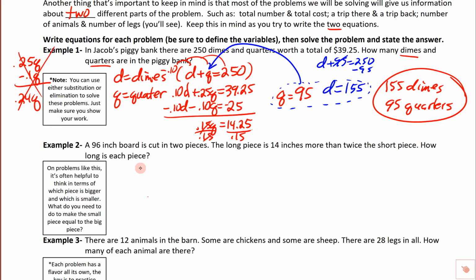Now, a little hint here, because this is a very short question, but it can seem very complicated. On problems like this, it's often helpful to think in terms of which piece is bigger and which piece is smaller. So what do you need to do to the small piece to make it as big as the big piece, or vice versa? So here's what I'm going to do.